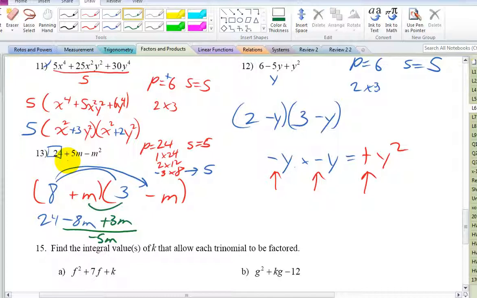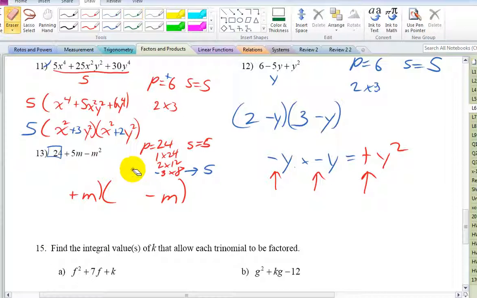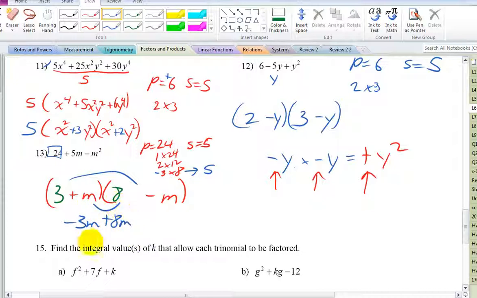So what do you think we should do? Switch something? What should we switch? All we got to do is we want to have our lower number become negative. So the 3 must go there. When you're doing this, you're going to have to guess and check. We need the 3 to be negative, so the 3 must go at the front. Now when you do this, you get negative 3m and plus 8m. That will give you plus 5m.